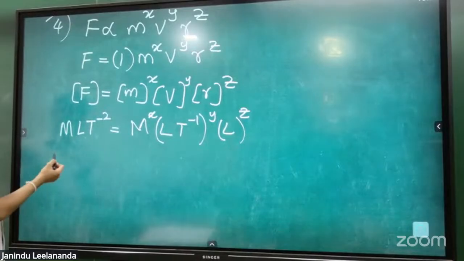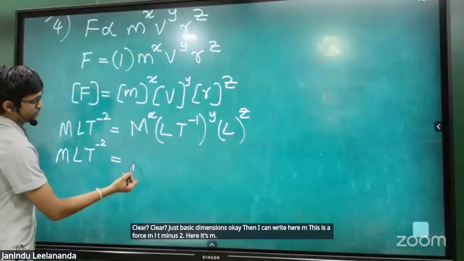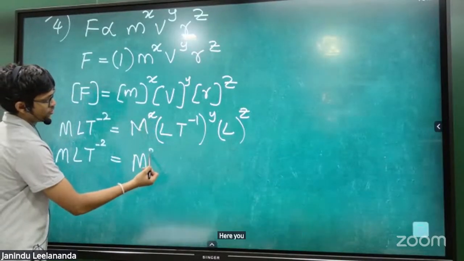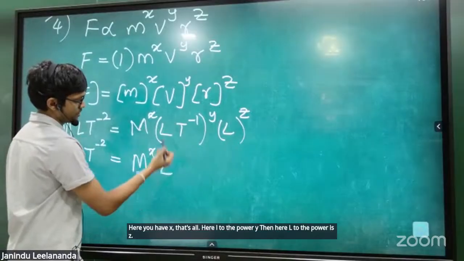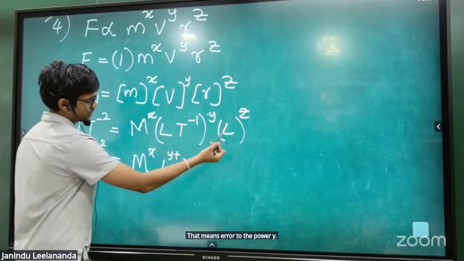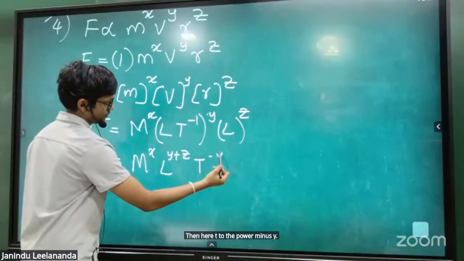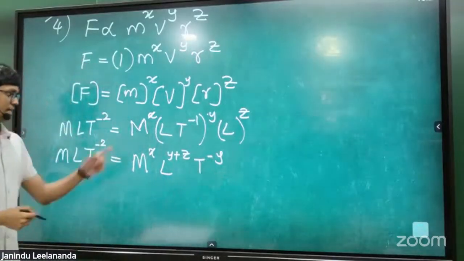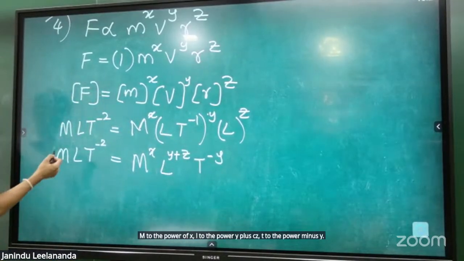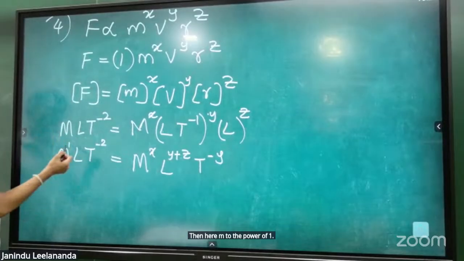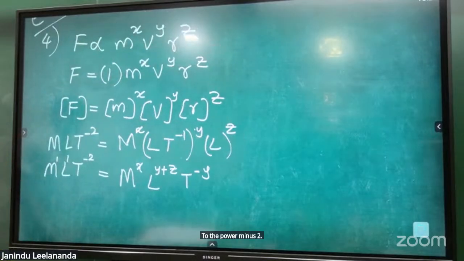Then I can write here M. This is a force, M L T minus 2. Here it's M to the power x. Here L to the power y, then here L to the power z. That means L to the power y plus z. Then here T to the power minus y. M to the power x, L to the power y plus z, T to the power minus y. Then here M to the power 1, L to the power 1, T to the power minus 2.